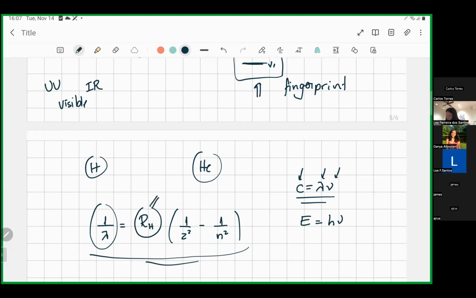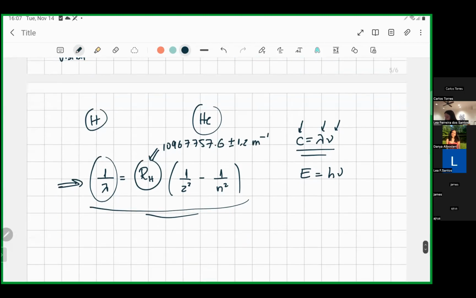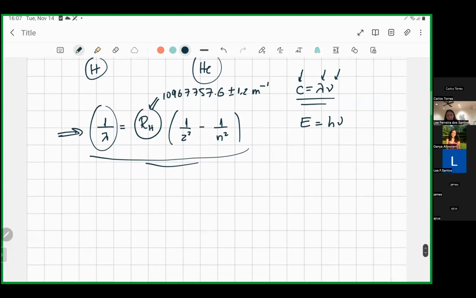And what is this constant? Well, from many lines that they were studying, they came up with a number for this constant, which is 1.0967758 times 10 to the 7, 1/meters. All right, so that's what Bohr has, and that's what Bohr is trying to make sense of. He didn't have the tools, so he came up with some postulates.